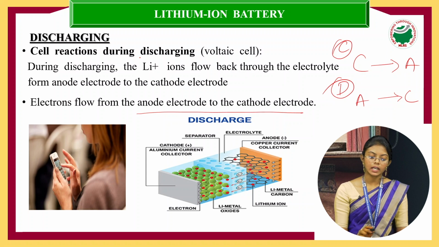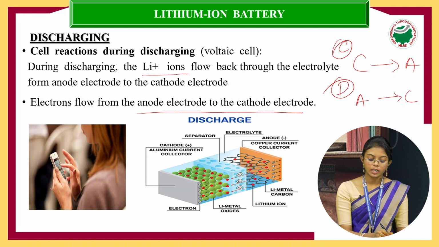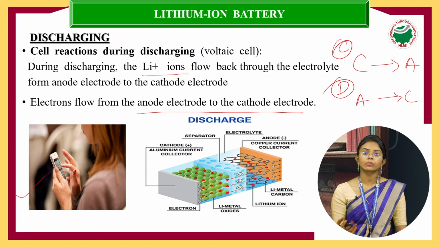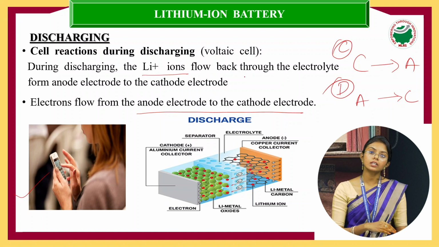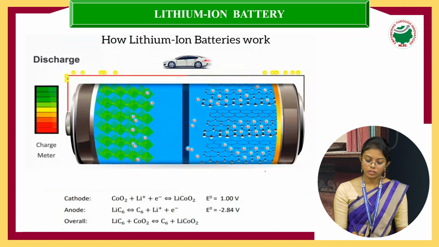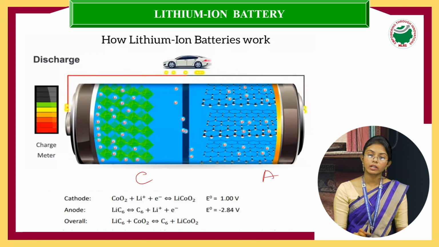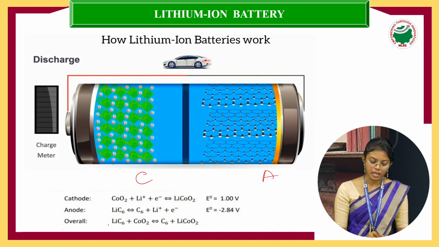Okay, so cell reactions during discharging. So what is happening? These lithium ions are flowing back when you're discharging, or when a device, like your mobile phone or laptop, is working, then at that time discharging is occurring. Okay, that means the ions are flowing back to their original place, anode to cathode. See, this is your anode, this is your cathode, how lithium ions are moving back, anode to cathode, and electrons from the circuit. Okay, so the overall reaction we get here is as follows.